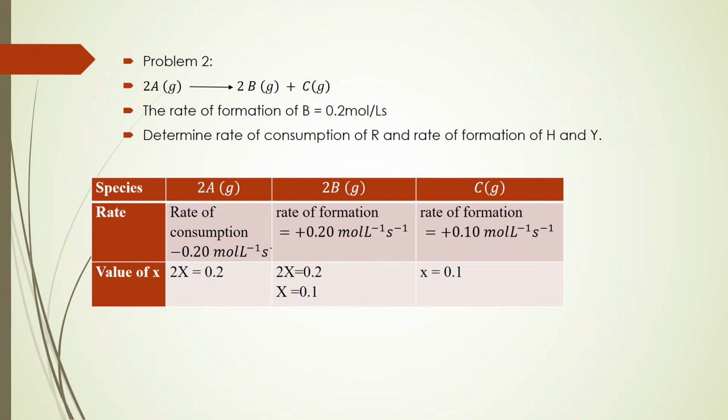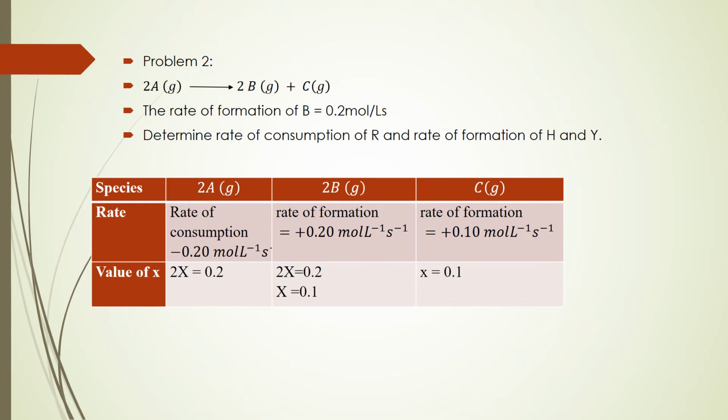Okay, this is the second problem. Problem 2: we have 2A gas decomposed to form 2B gas plus C. Now, the rate of formation of B is given as 0.2 mole per liter second. The question is to determine the rate of consumption of A and the rate of formation of C.